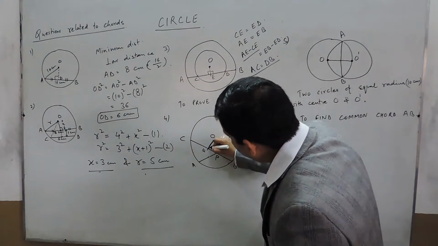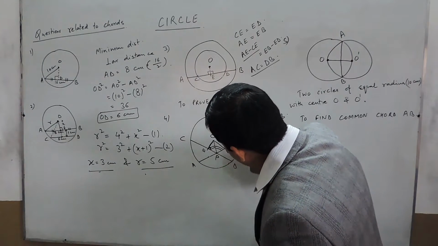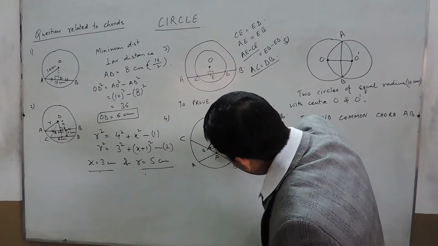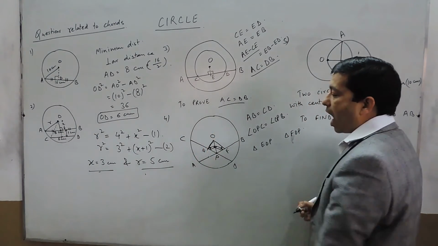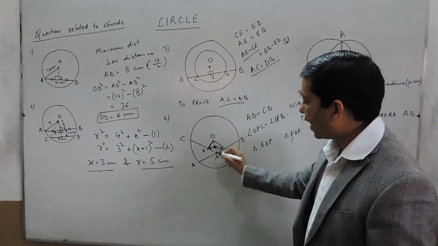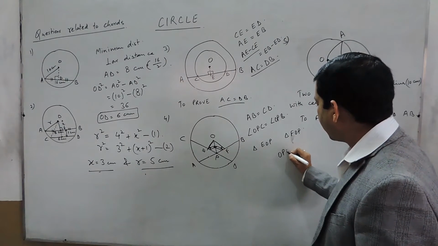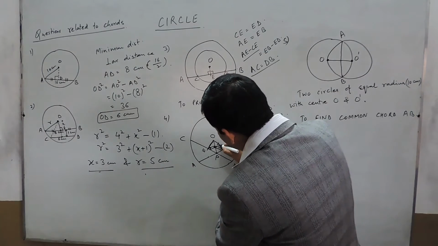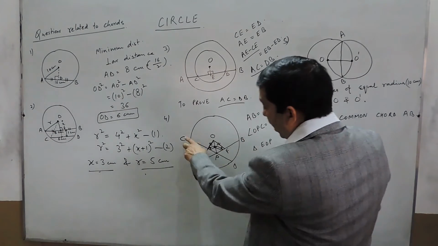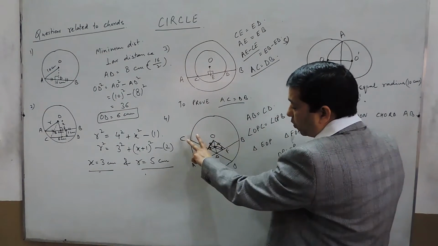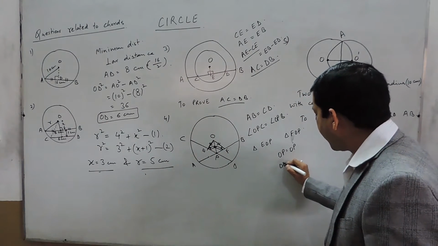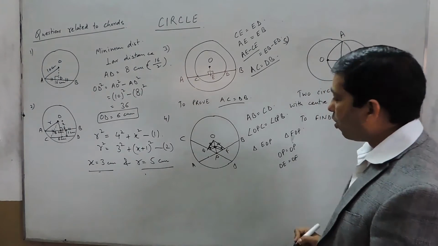We already know that these angles are 90 degrees. We also know that OP, which is the hypotenuse in these two right angle triangles, is common to both. And if two chords are equal, then their distances from the center are also equal. That means the value of OE and the value of OF are also equal.